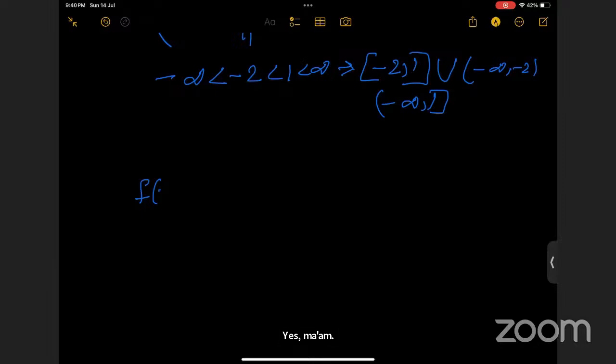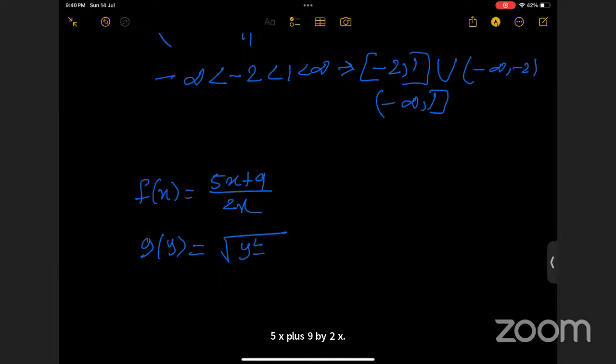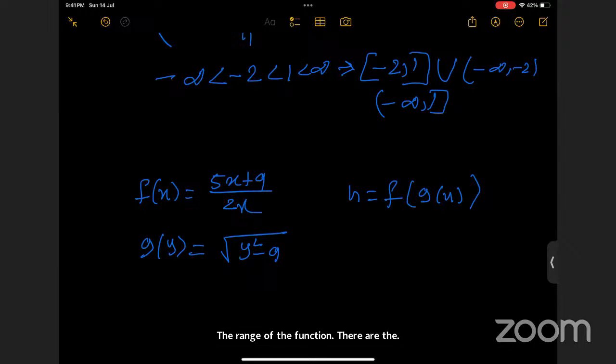We have two functions: f of x equals (5x plus 9) by 2x, and g of y equals root over y square minus 9. So h of x equals g of x. Here, do you need to find the range of the function h of x? What is the question here? Need to find the range of the function. There are alphabets m and n which need to be identified.